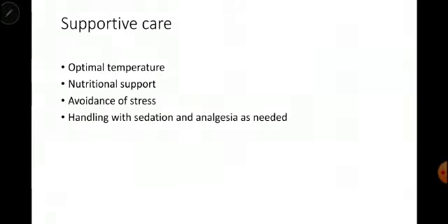So the diagnosis of pulmonary hypertension is a clinical syndrome. We need a clinical suspicion. We need a chest x-ray to rule out pulmonary problems. We need more than one echo marker, and we need continuous monitoring. So the treatment starts with supportive care: optimal temperature, nutritional support, avoidance of stress, and handling with sedation and analgesia as needed.